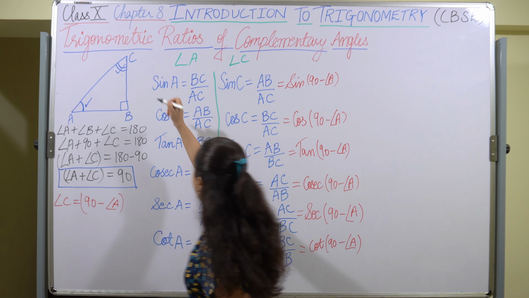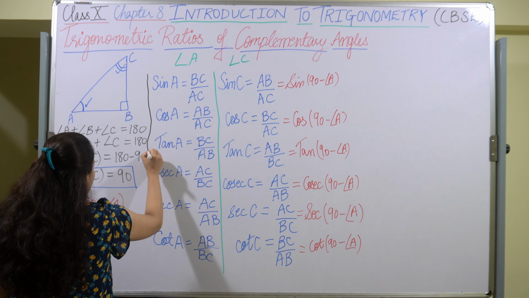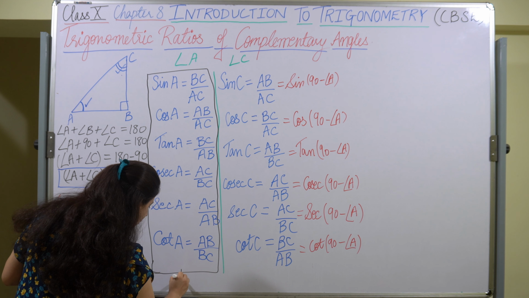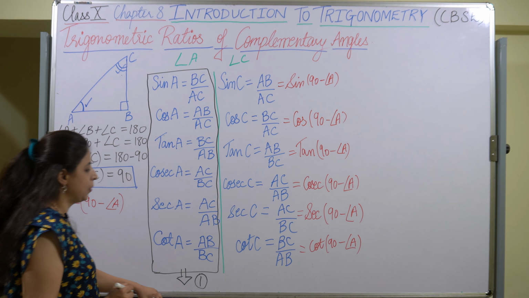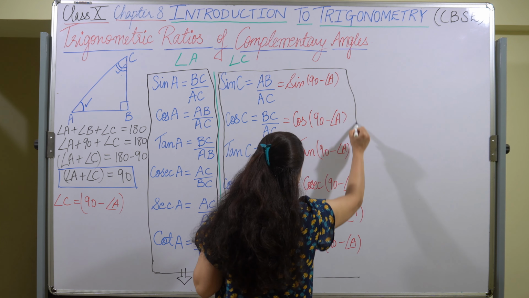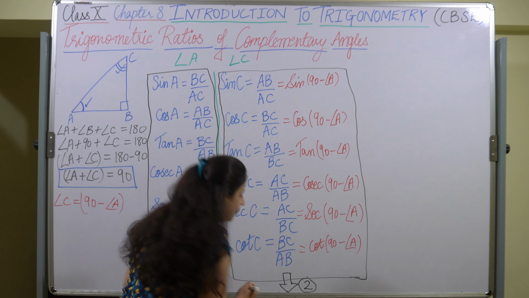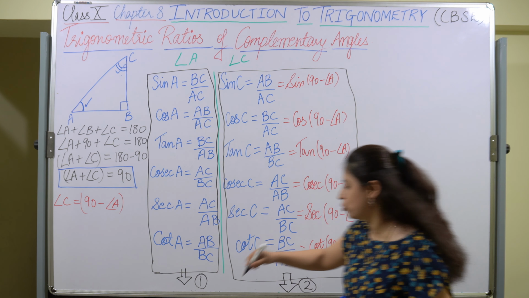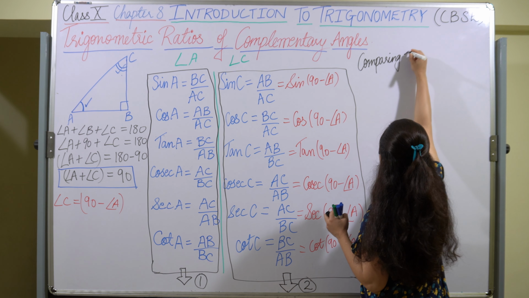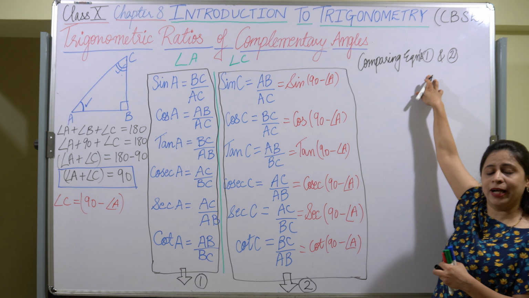Let us mark all these equations to be equation 1, and all these ratios to be equation 2. Now we have to compare 1 and 2. So we'll be writing over here: comparing equations of group 1 and group 2.